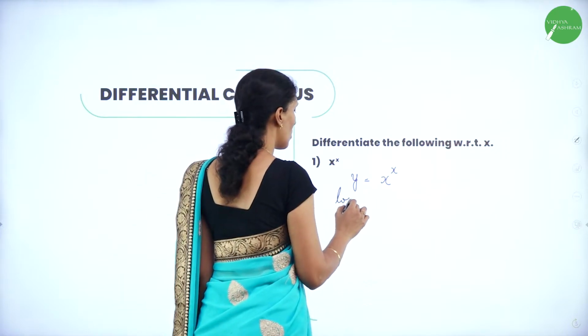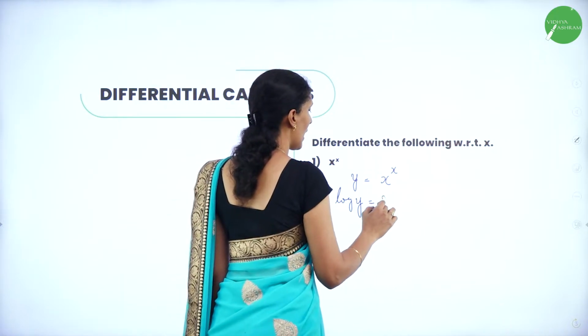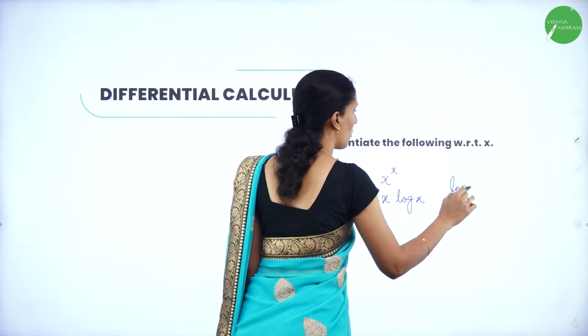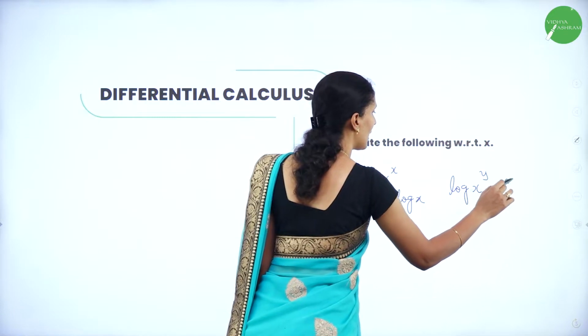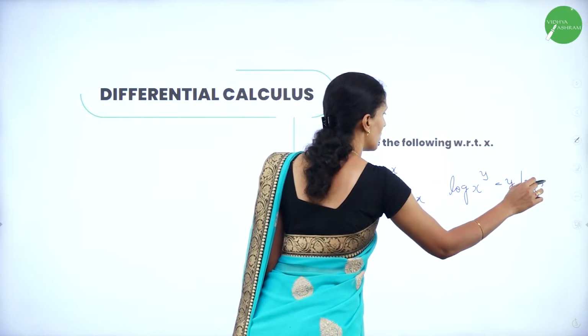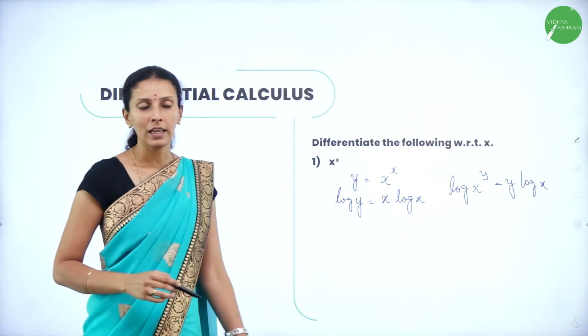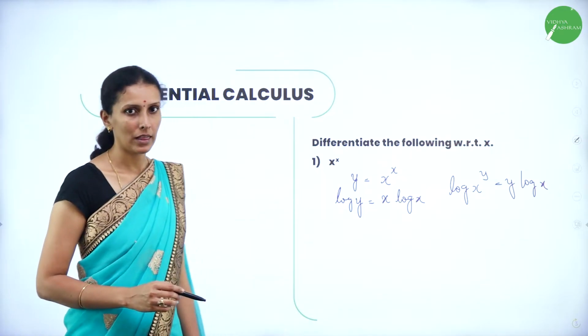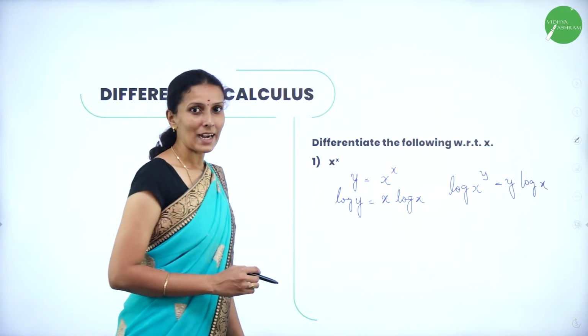So this becomes log y is equal to x log x, because anything in the form of log x power y can be directly written as y log x. So when you have any function in the form of an exponential, you can write it by applying the log in this form. Now let's start deriving.